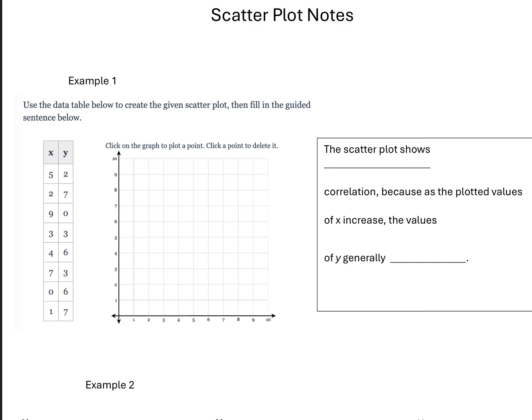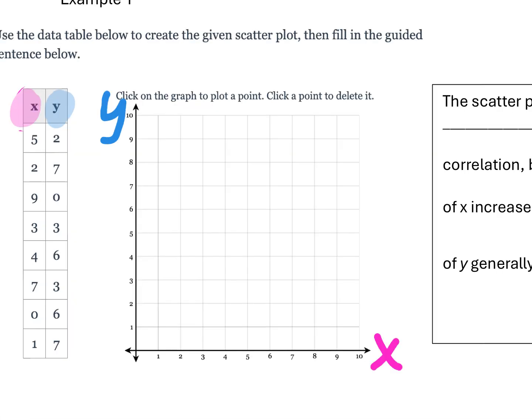Hey mathematicians, first I'm going to walk you through an example of how to make your own scatter plot. I've got my x and my y values here in my table. Remember, the x-axis is here and the y-axis is here. So that's going to help me graph.